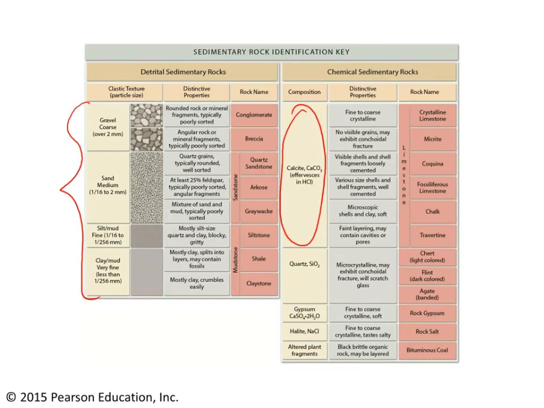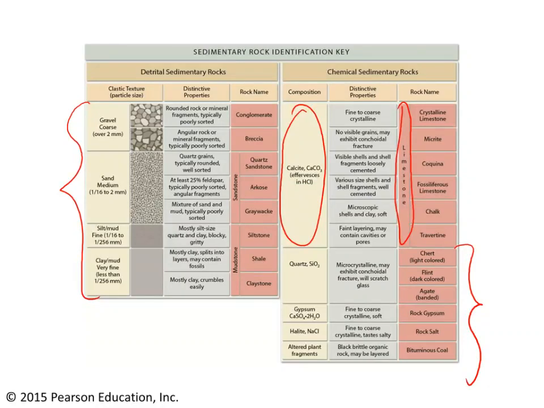If the sedimentary rock fizzes when you put hydrochloric acid on it, that indicates that calcite is one of the major minerals in that rock, and therefore it's going to be some variety of limestone. All right, and you can see there's various kinds of limestone depending on the different distinctive properties. So if your rock doesn't fit one of those 2 categories, if it's not detrital or limestone, then it might be one of these other possibilities down here.